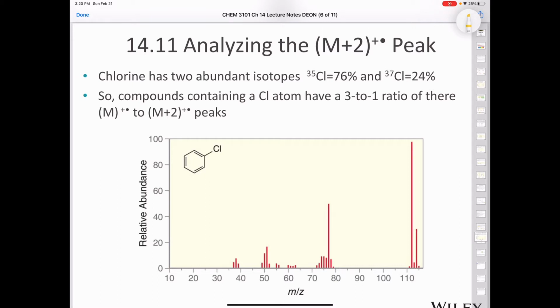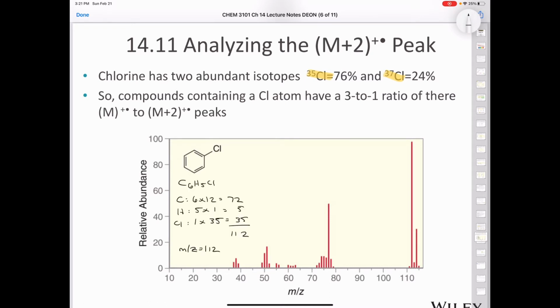In contrast, though, chlorine has two major isotopes. One isotope of chlorine, chlorine-35, makes up 76% of all chlorine atoms, and the other isotope, chlorine-37, makes up approximately 24% of all chlorine atoms. As a result, all compounds that contain a chlorine atom will give a characteristically strong M+2 ion.